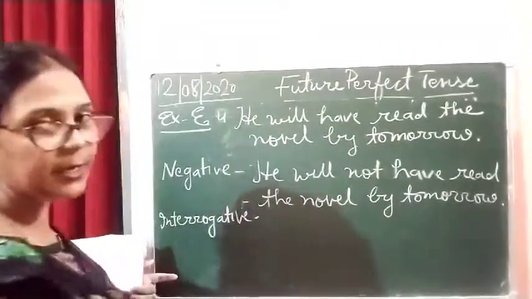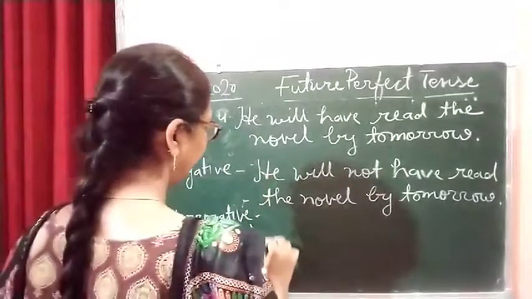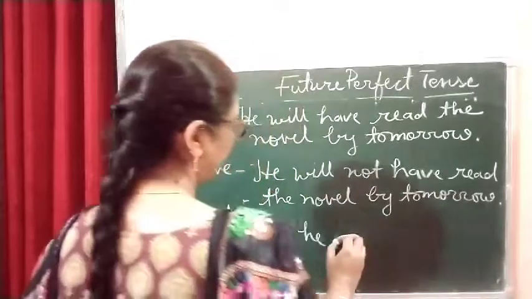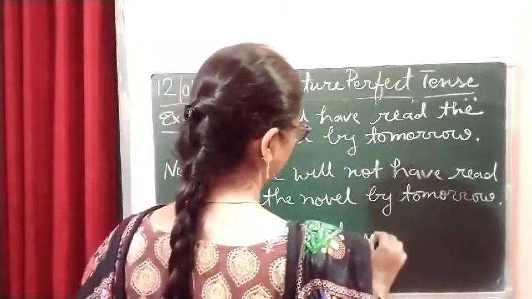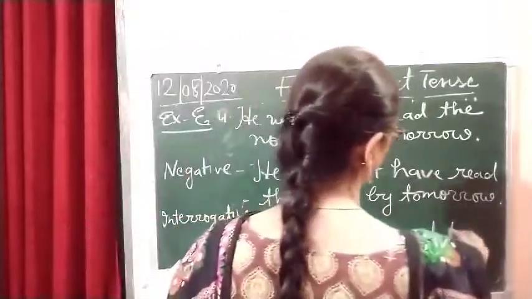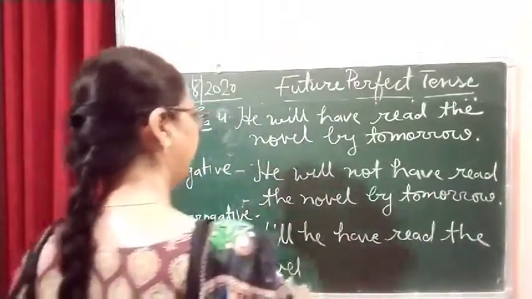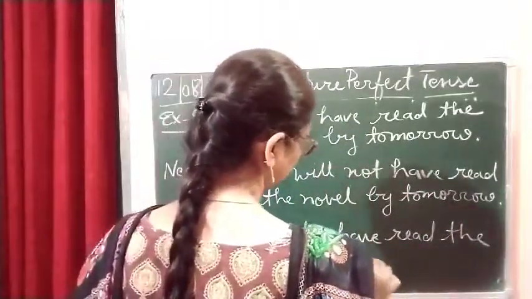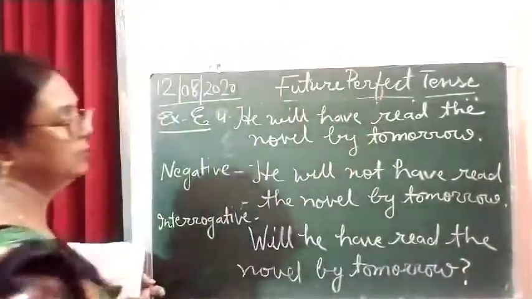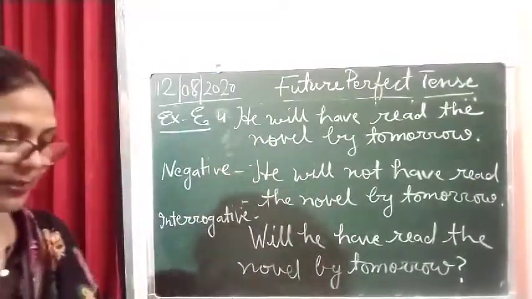And in interrogative sentences, what are we going to use? We just place will over here. Will he have read the novel by tomorrow? Question mark. This way we have completed this exercise, Exercise number E.